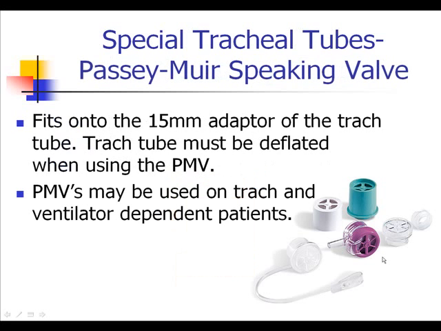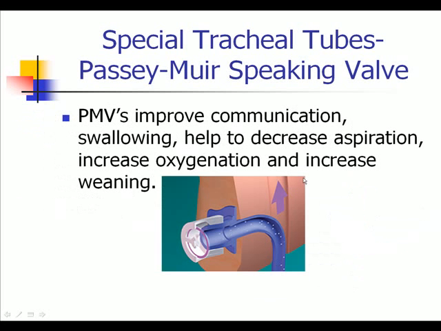Looking at the next slide, we have something known as Passy-Muir speaking valves, and the Passy-Muir valves are very unique. They fit onto the 15mm adapter of the trach tube, and the trach tube must be deflated when you use a Passy-Muir valve, and it may be used on trach and ventilator-dependent patients. And you can see the valves come in different colors based on different options that the valve company offers. This one here has a little way to secure it, so it's not as easy for it to come off. And you can see that you place the Passy-Muir valve.